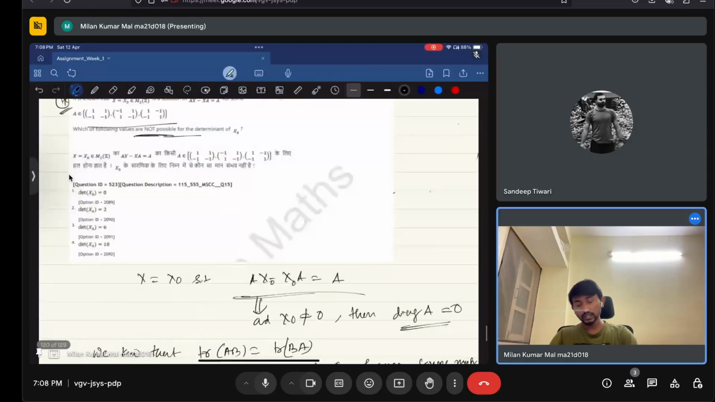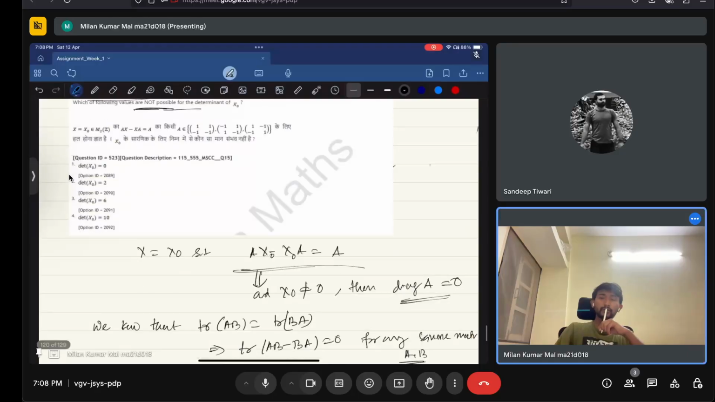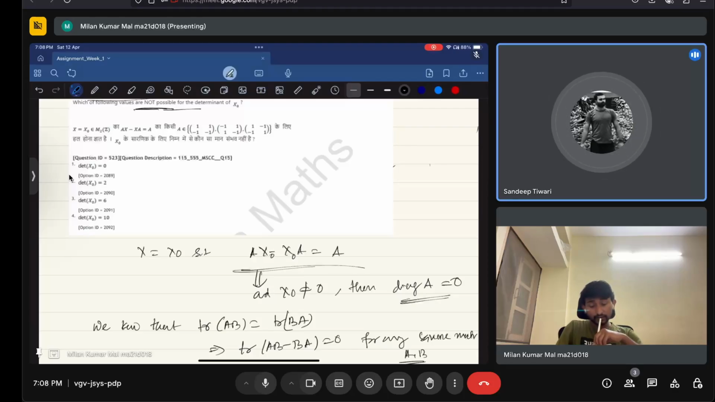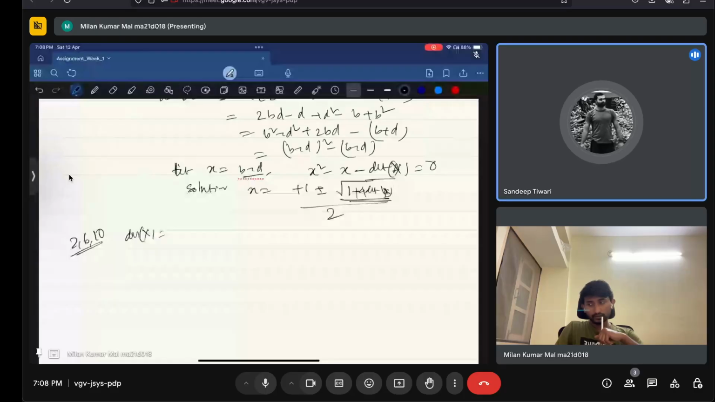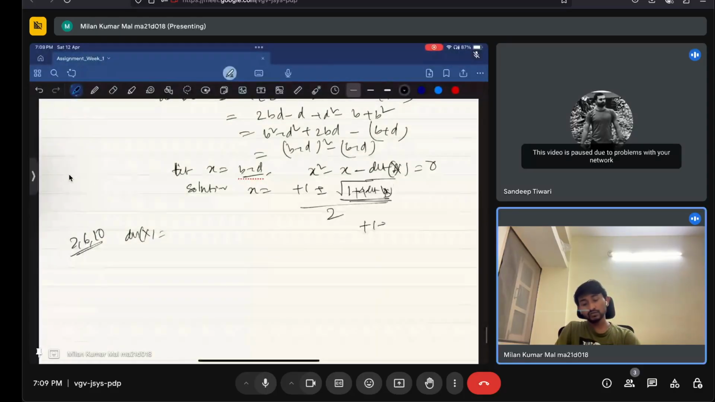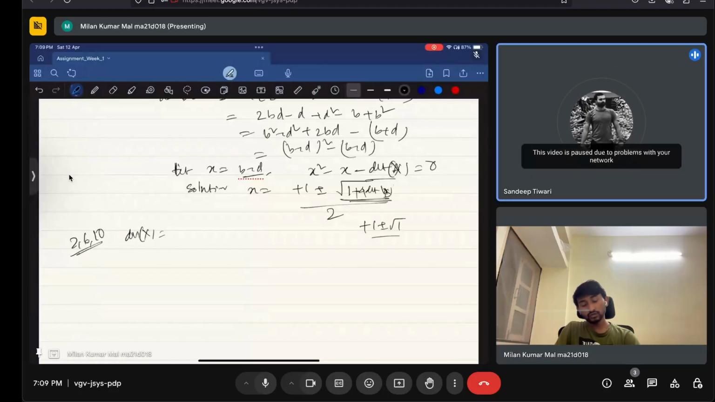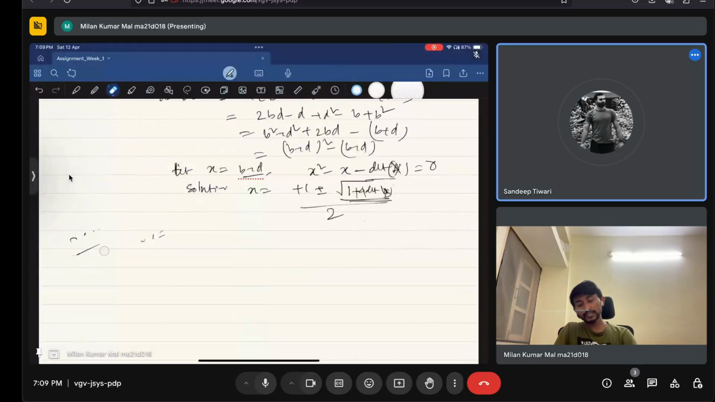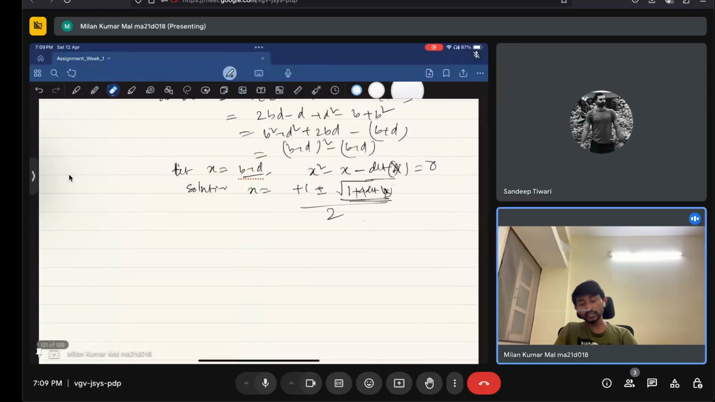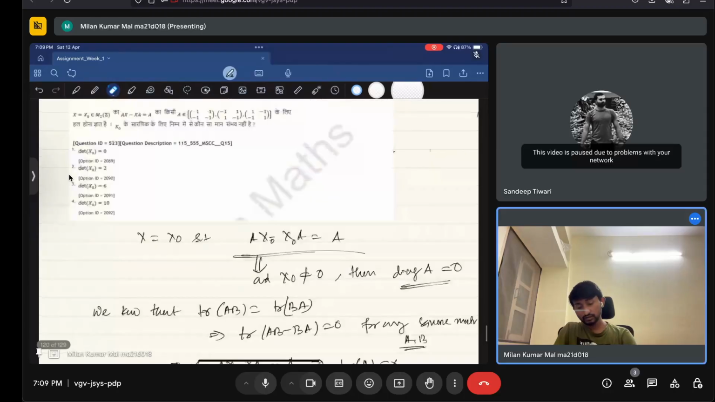0, 2, 6. 0 will also be a solution, right? Because if it is 0, then we are getting minus 1 by 2. No sir, plus 1 is also there. So the value of x will be minus 1 plus or minus the root of 1, over 2: either 0 or 1, and both are integers. So 2 and 6 work, 10 is not the case. 0, 2, 6 is the answer. I think this is correct.